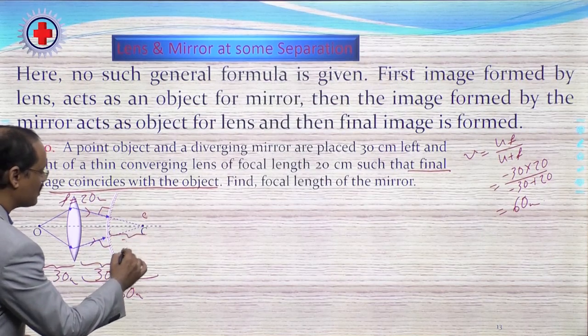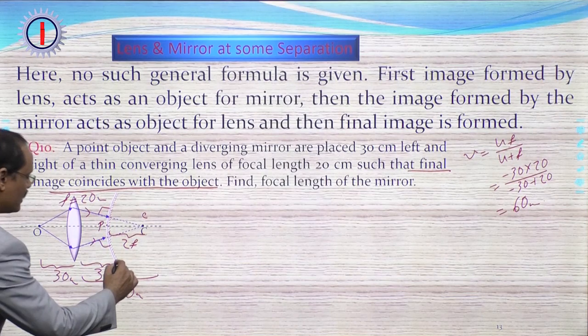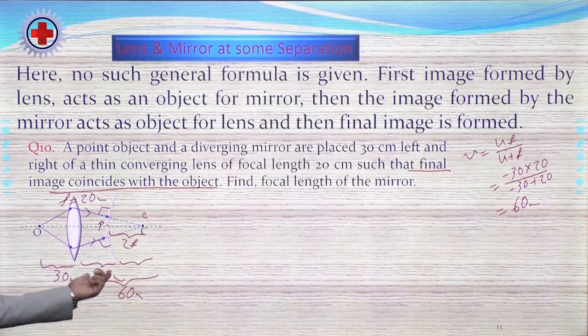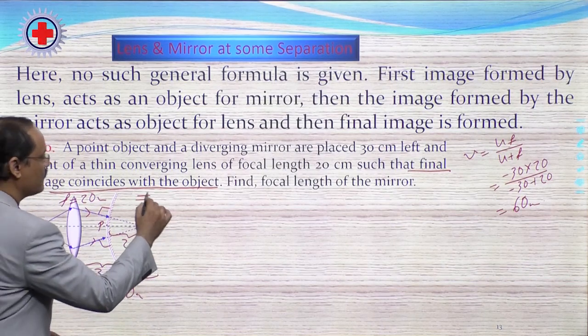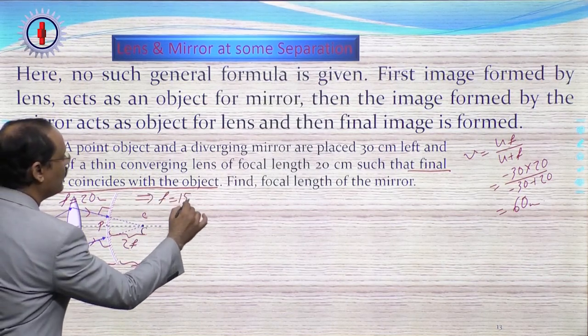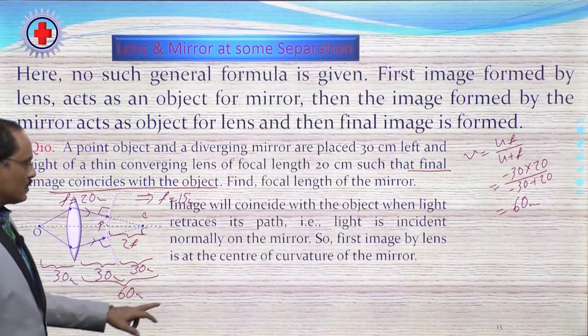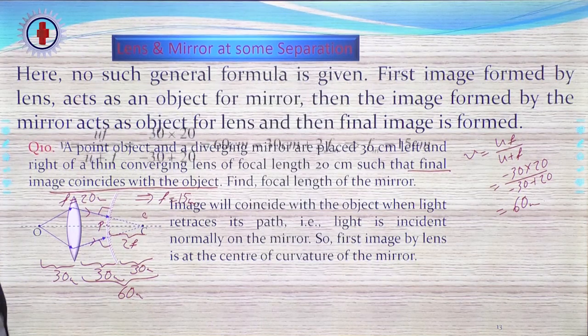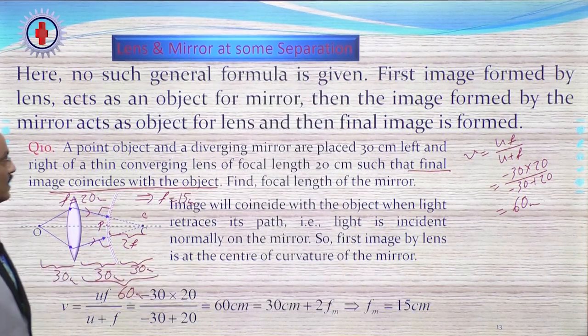It means this distance is 2f. This is the pole of the mirror, and 2f is how much? This is 60, this is 30. So, 2f is 30 centimeter, which gives f equal to 15 centimeter. So, the focal length of the mirror is 15 centimeter. That is how you can get the focal length of the mirror to be 15 centimeter.